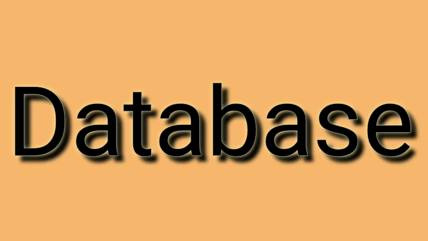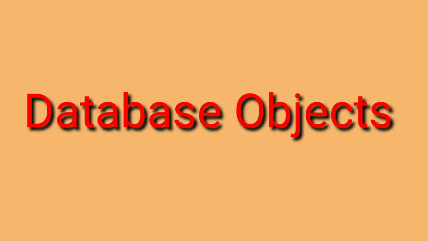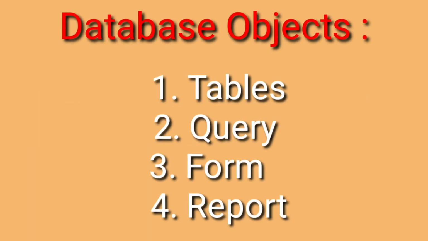As we know about the database and types of database, let's move on to the next topic, that is database objects. Database objects are various database entities, various things that we use in database software, which are used to create and operate on the data. Some of these database objects are listed here. The first is table, second query, third form, and fourth report.